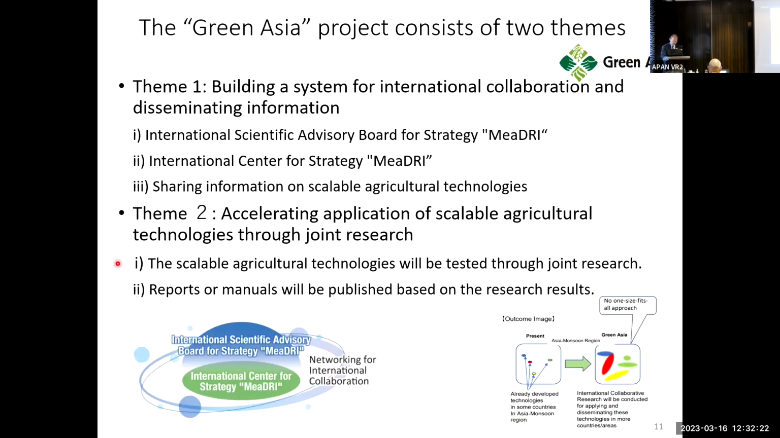I attached this slide just to inform that, for example, the Green Asia project is composed of two themes shown in this slide, and the members of the International Scientific Advisory Board are composed of internationally famous researchers, including the director generals of some international research institutes and some executives of national research institutes from Indonesia, Malaysia, China, and Thailand. In detail, please read it later.